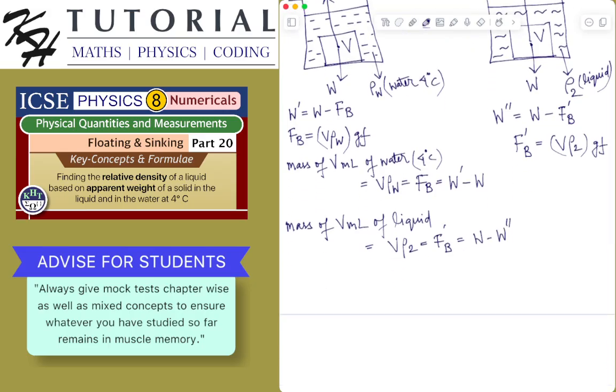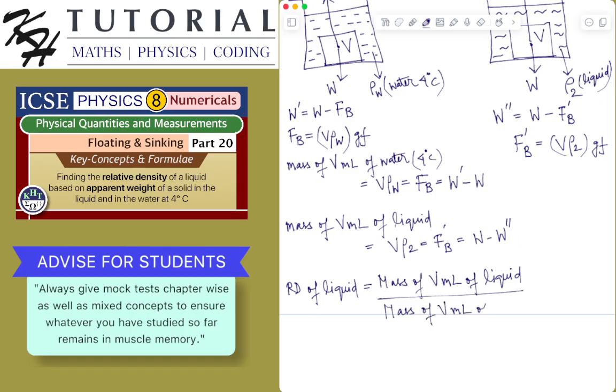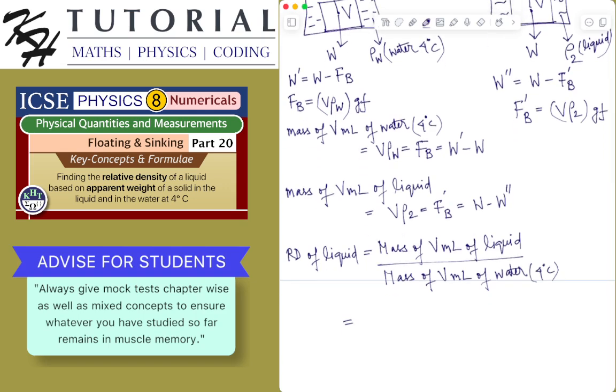So we can say that the relative density of the liquid, from the alternative formula, is the mass of V mL of liquid divided by the mass of V mL of water at 4 degrees centigrade. The mass of V mL of liquid is W minus W double dash, and the mass of V mL of water at 4 degrees centigrade is W minus W dash.